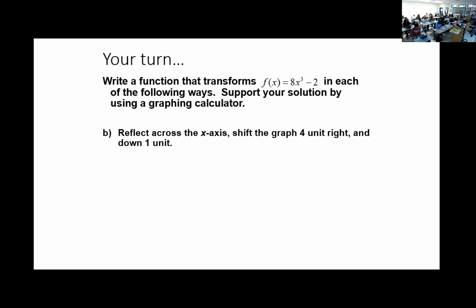So again, I'm going to take the entire function and negate it, but I have to shift 4 units to the right, so that's going to be x minus h, x minus 4, and then my k is -1. So I'm going to substitute x minus 4 for x. And then I'm going to have to do a binomial expansion.